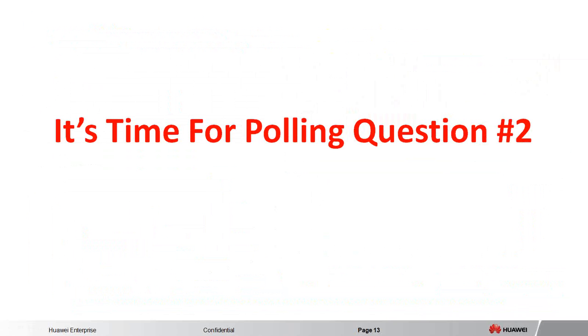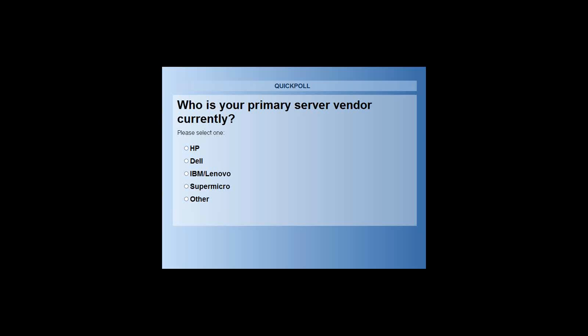Nick, it's time for the second polling question, please. Excellent. This polling question is tied to the servers that we're going to be talking about in just a minute. What we want to know right now is, who is your primary server vendor currently? Is it HP, Dell, IBM/Lenovo, Supermicro, or other? I'll give you a second to vote.